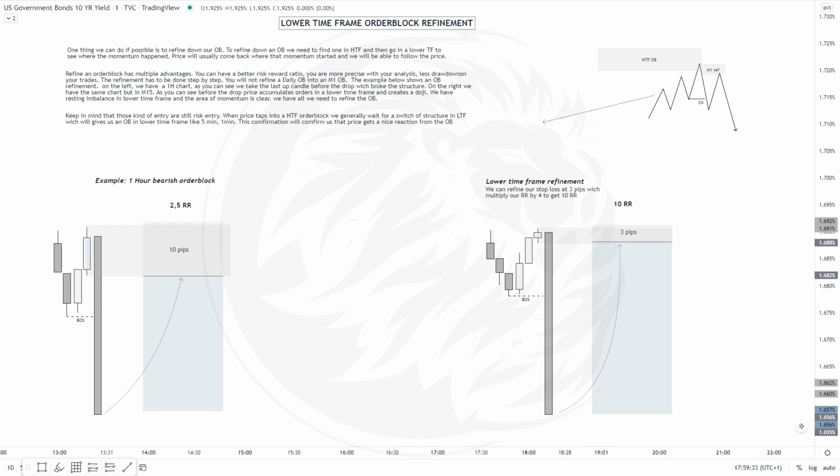The refinement has to be done step by step. You will not refine a daily order block into an M1 order block. There is no sense in that. The example below shows us an order block refinement.